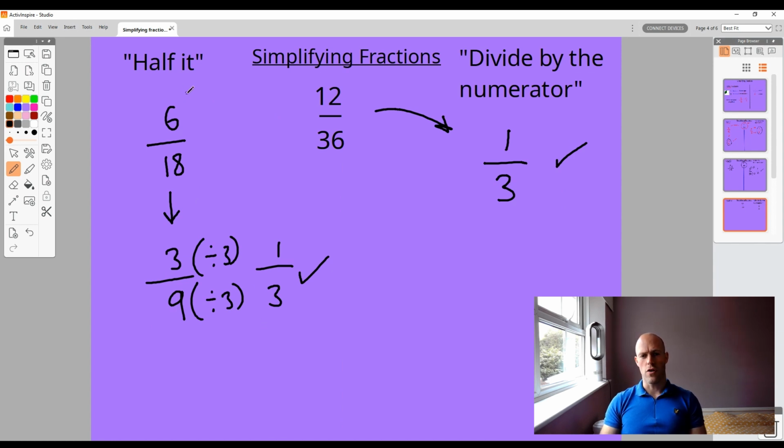So half it is good. It's a better option if you can't think of what else you need to do, basically. I need to get started, I'm just going to try halving it. But really, divided by the numerator is your better option.